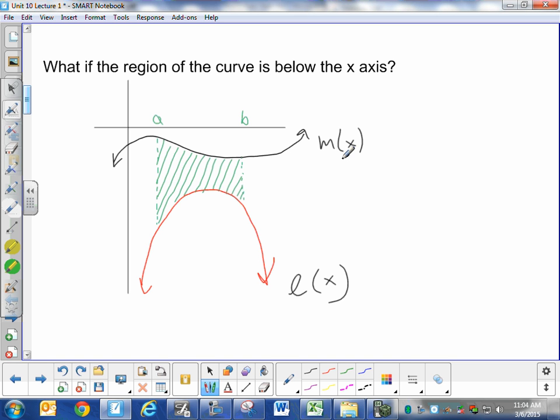What would it be then, Mr. Conwell? Yeah, let's think about this. If I talk about the integral from A to B of M minus L.